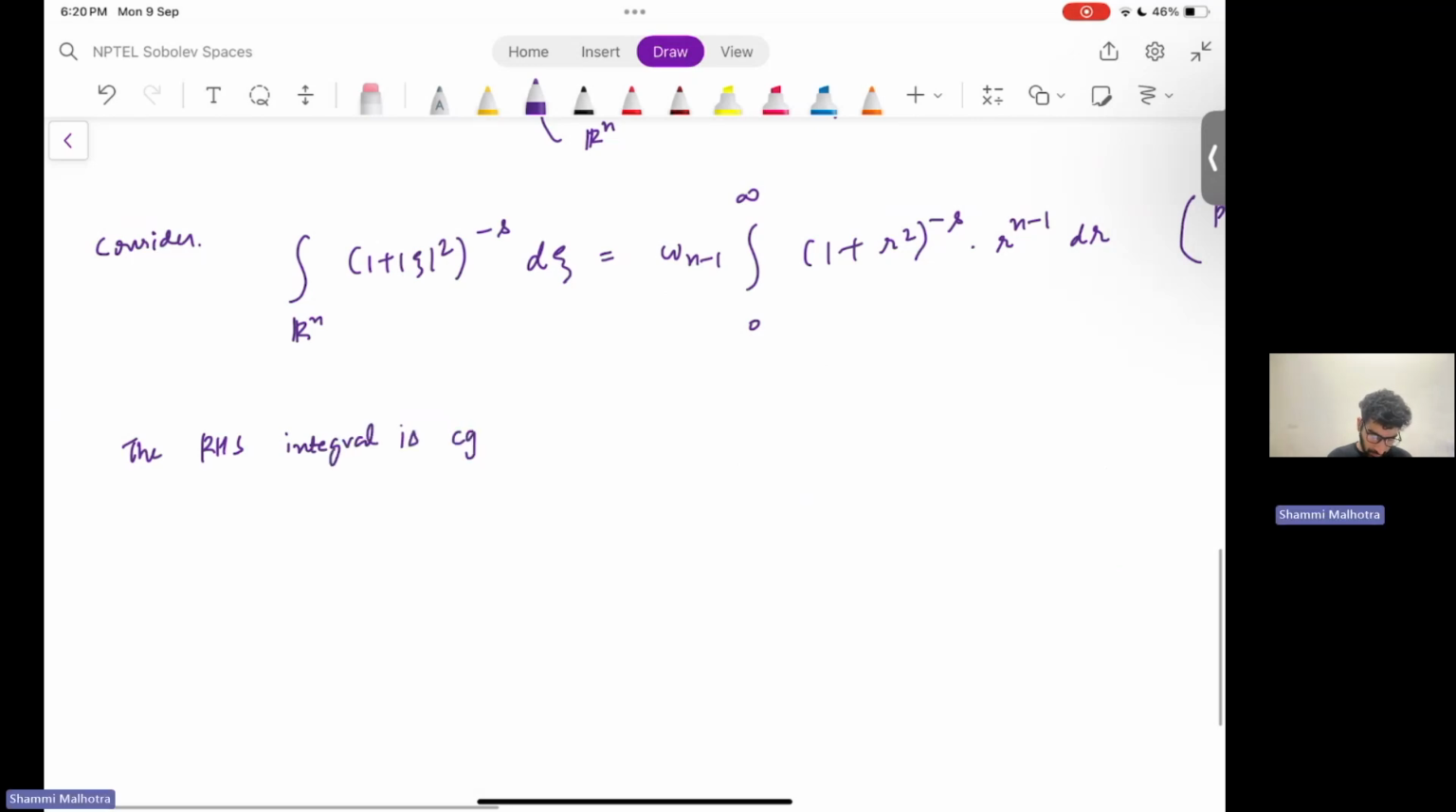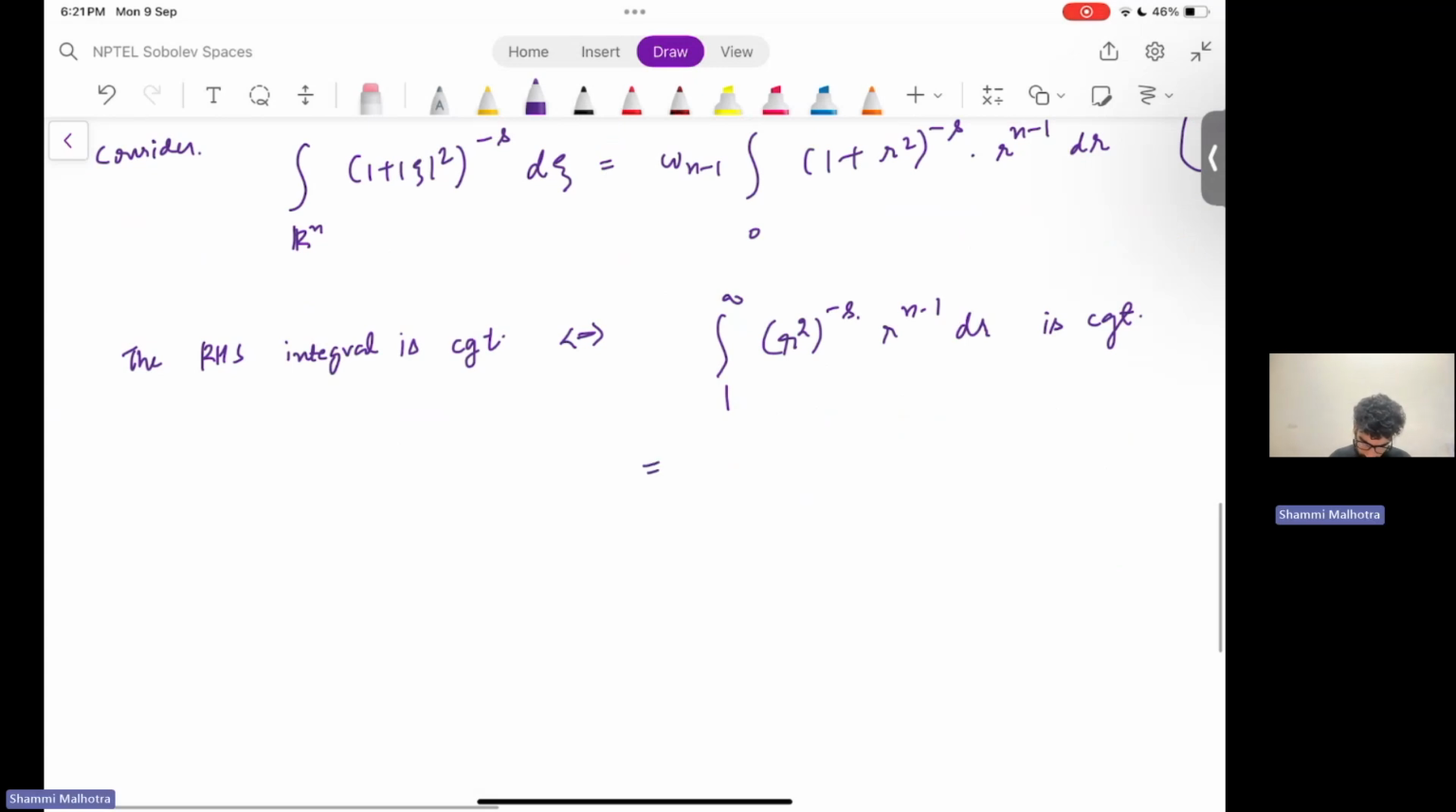The integral is convergent if and only if the integral from 1 to infinity of r^(-2s) r^(n-1) dr is convergent. It has no singularity at r equal to 0, so the 0 to 1 integral always exists. To show the existence of that integral, I have to just check the integration from 1 to infinity, and that integrand has the same convergence properties as this integral.